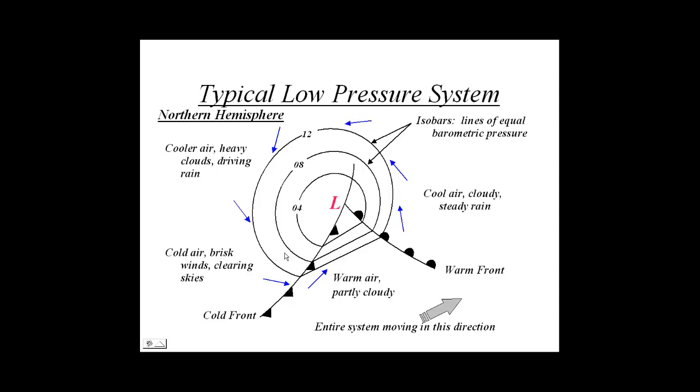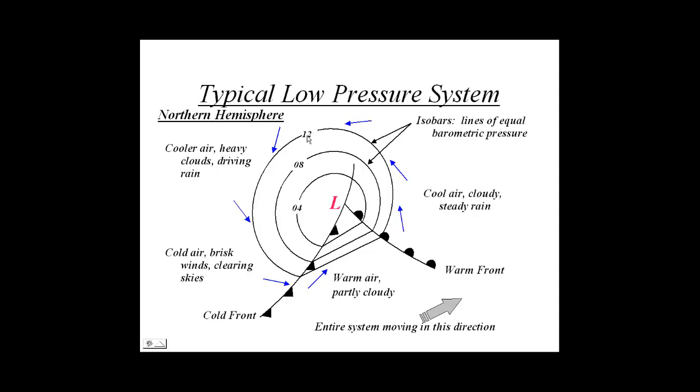So here you have cold air and warm air. Where they come together, we begin to develop a circular pattern. And these circles that are shown here are isobars, that is, lines of equal barometric pressure.